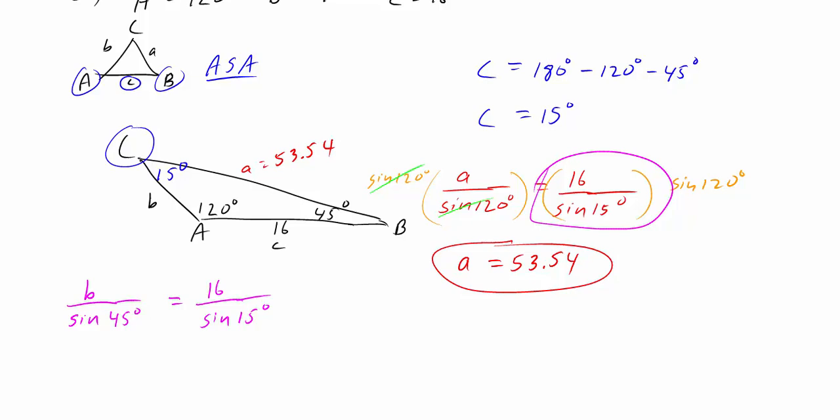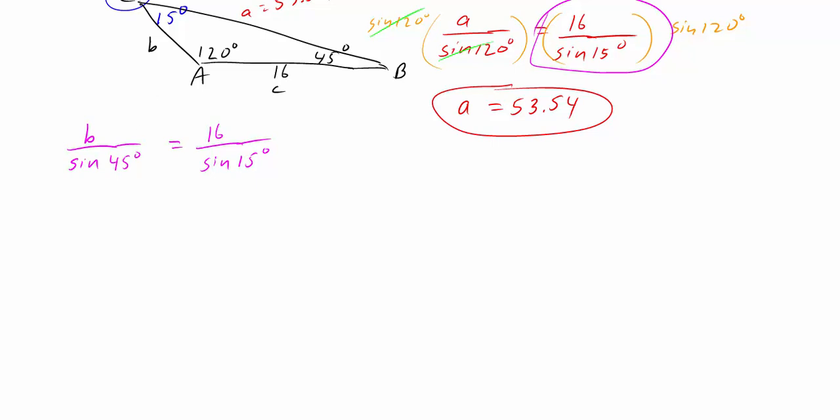Now, one thing I will point out is we could have used, instead of the 16 over sine of 15, what we just found, this piece here, which is 53.54 over the sine of 120. Now, the problem with doing that is you want to typically use what's given to you in the problem. Because we had to find this side here, if we made a mistake on finding side A, then that means that when we go down here to find side B, then we know that's also going to be incorrect. So a lot of times it's better to use more of the information that is given to you when possible.